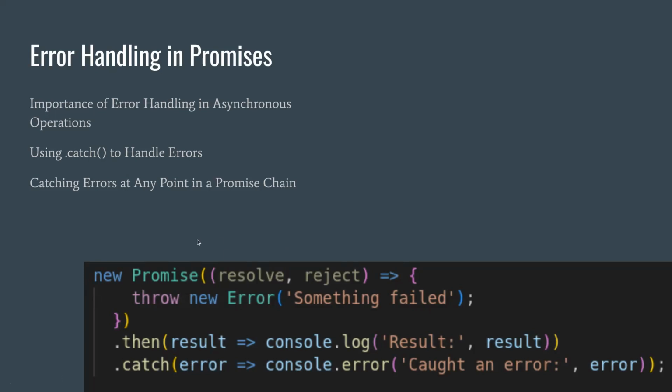So in this example, we are throwing an error intentionally to demonstrate how this error is caught in the catch block. If you're curious, feel free to run these in your Node.js environment.